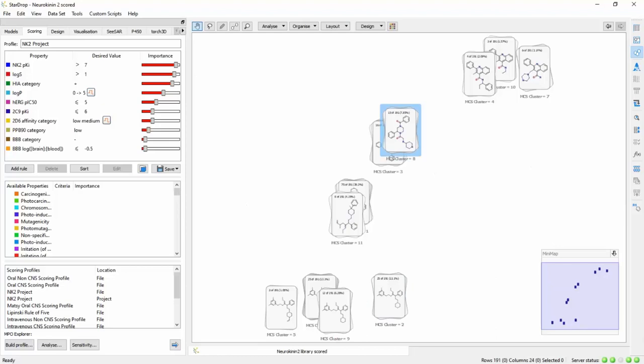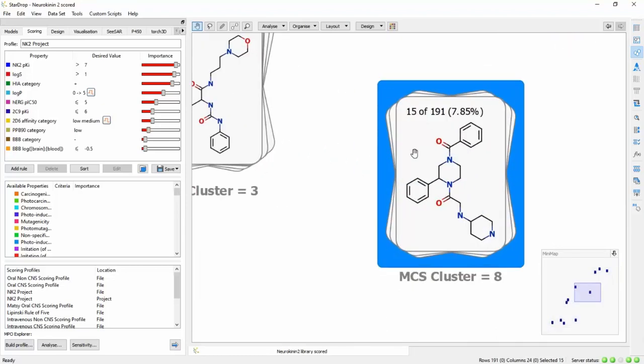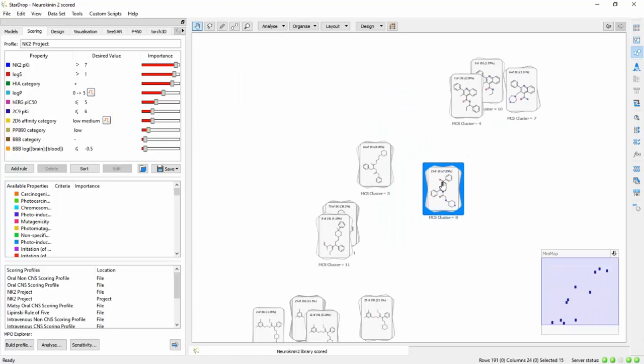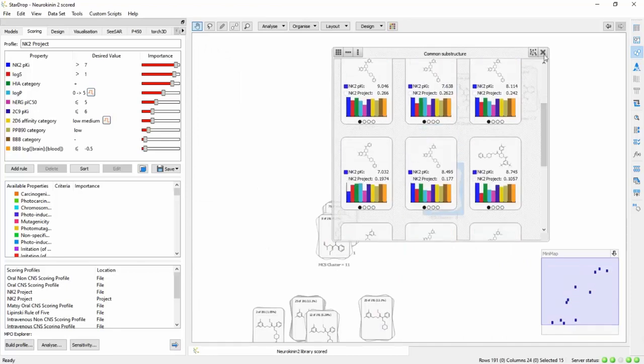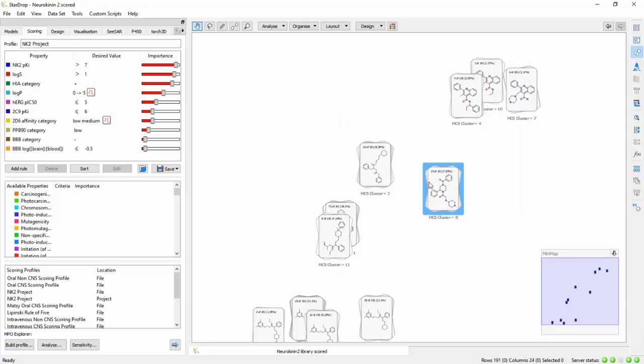So that you can begin to group these together in these structurally similar classes. For example, this is now a stack of cards. It contains 15 cards, all of which share this same common substructure. And if you look, you can see the individual cards within that stack. You can obviously use this to very quickly generate stacks that represent chemical series.